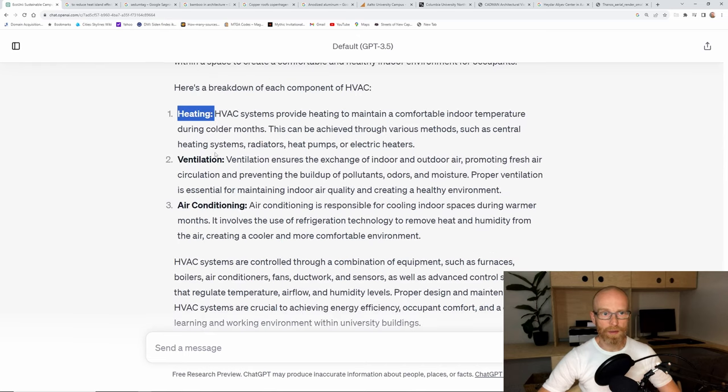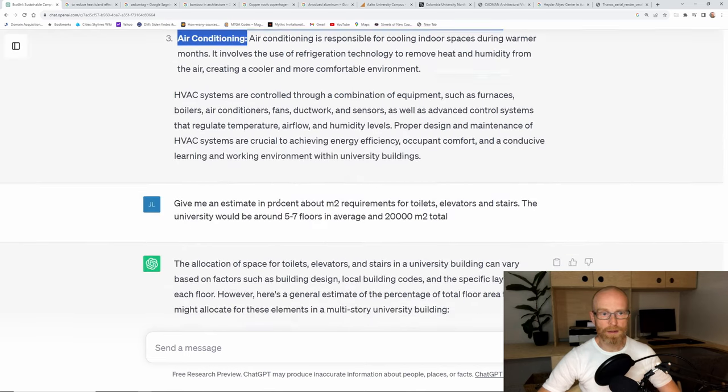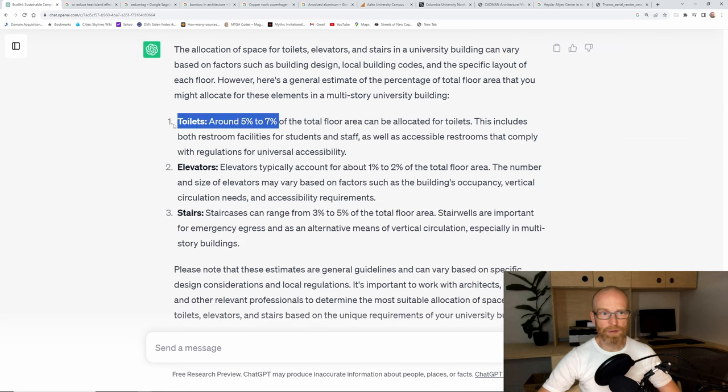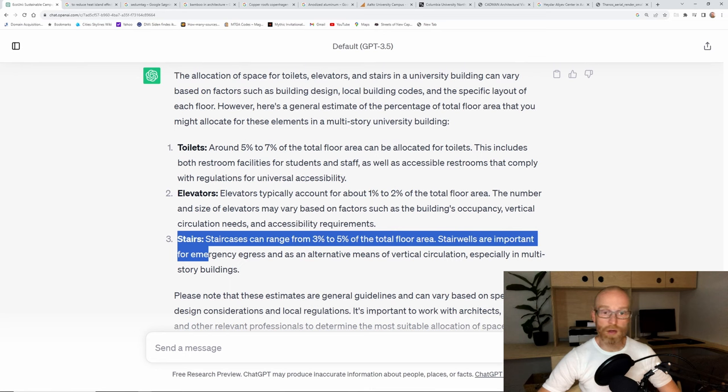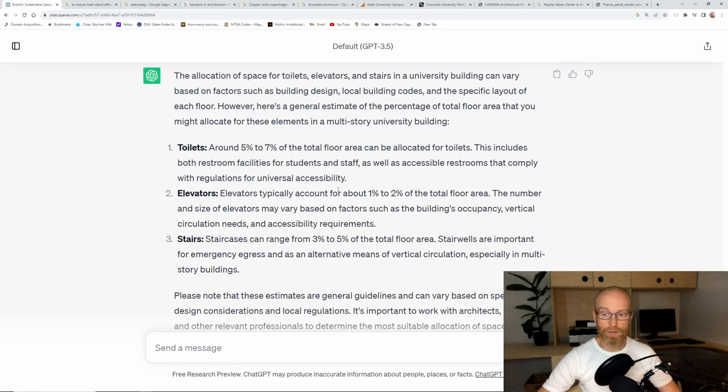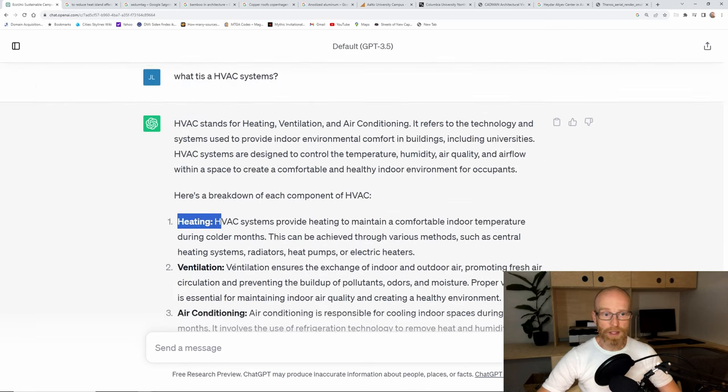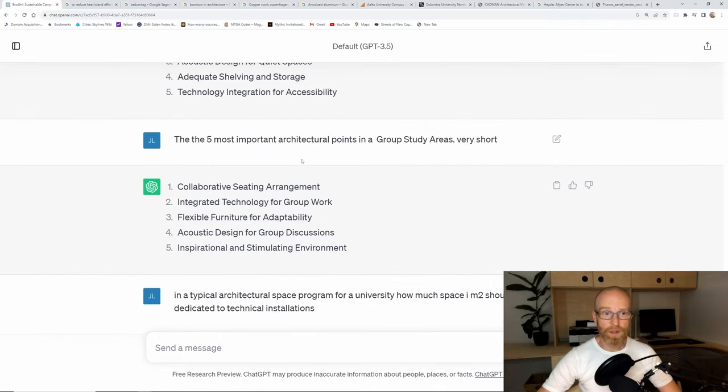Yeah, we talked a little about heating, ventilation, and air conditioning systems. We talked about space for toilets, elevators, and stairs, and so forth. So as you can see, we can just go on and ask ChatGPT about more or less anything to get a broader understanding of the assignment you're into, or materials, or references, or what other architects have done so far, and what the general rules of thumb are for toilets and elevators and ventilation and technical installations, and what the 5 most important architectural points are about this and that.